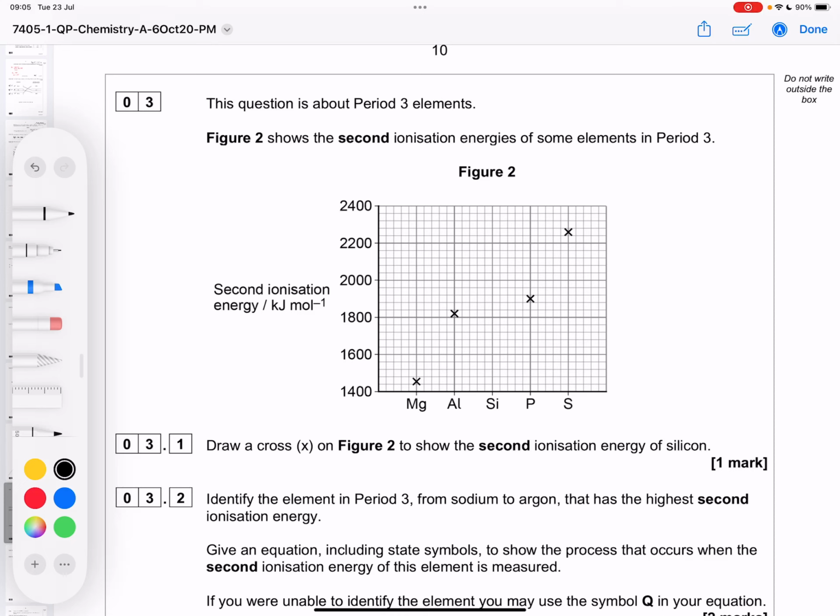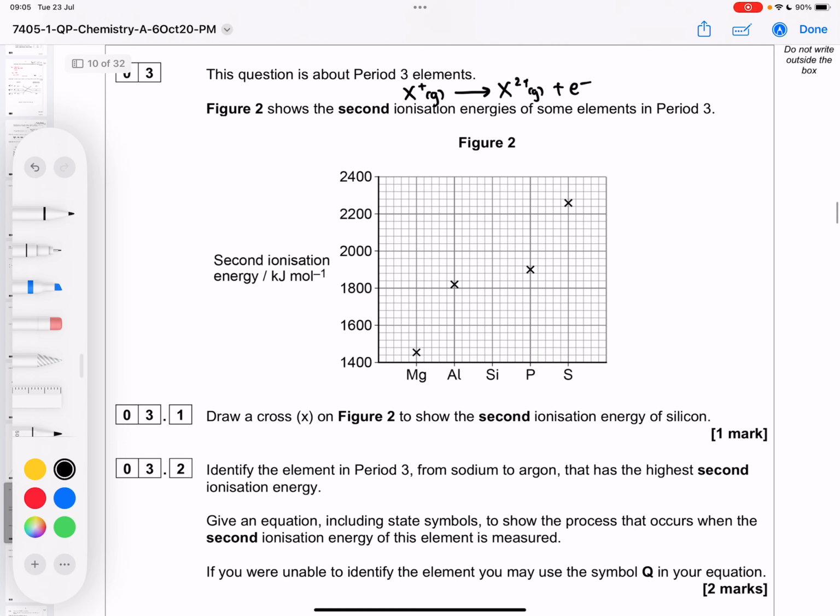This question is about period 3 elements. Figure 2 shows the second ionisation energy, so this is when we're going from the already 1 plus ion to the 2 plus ion of some elements in period 3. Draw a cross to show the second ionisation energy of silicon.